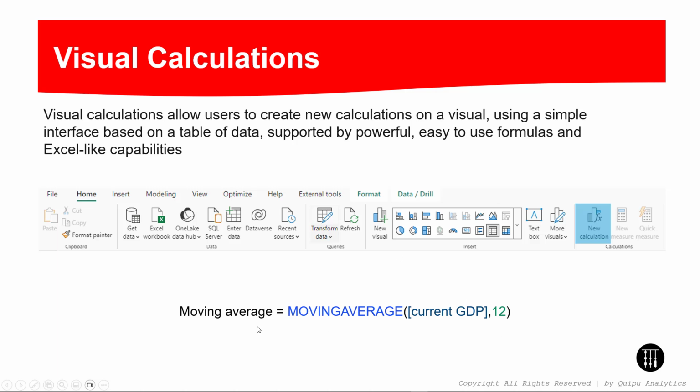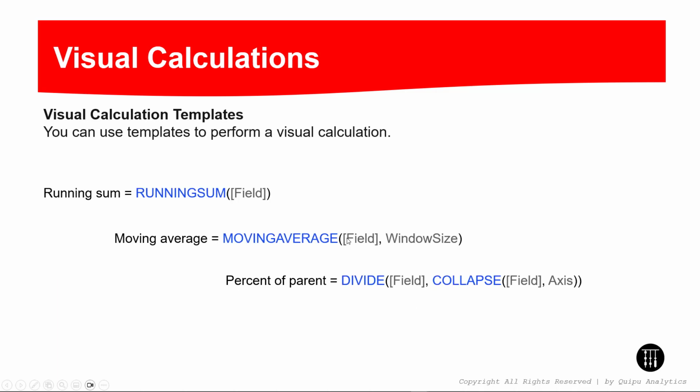And this is just an example. This is a moving average. You can get this moving average by applying this formula right here. There are other templates as well, like the running sum and also the percent of parent, by using these functions right here.